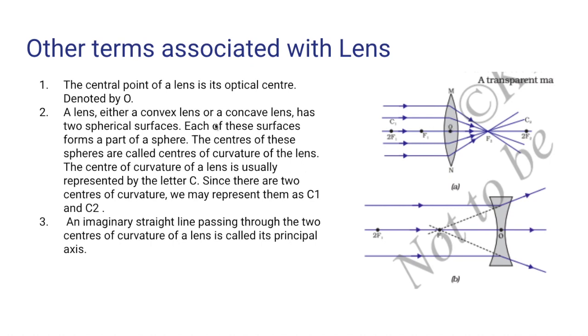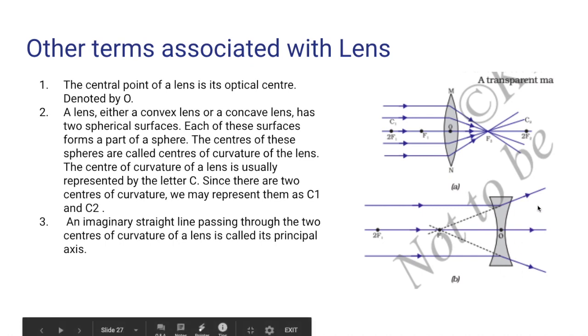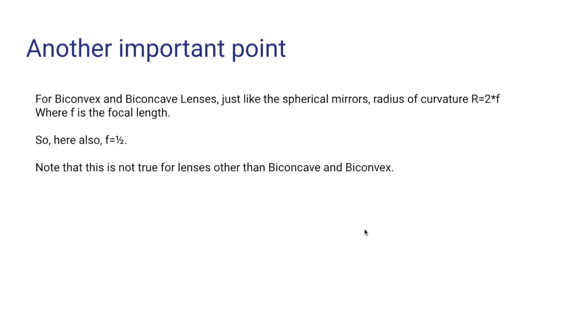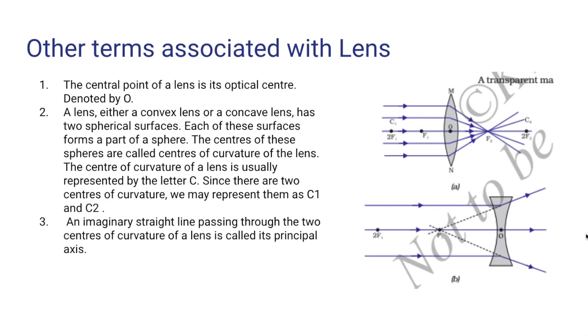Okay, and centers of curvature. The lens, convex or concave, has two spherical surfaces. Each of these surfaces was a part of a sphere, correct? This was part of this sphere, this was part of this sphere. Both of them will have their own center, so we will have two centers of curvature, C1 and C2. And an imaginary straight line passing through the two centers of curvature is called the principal axis. That is similar to the mirror.